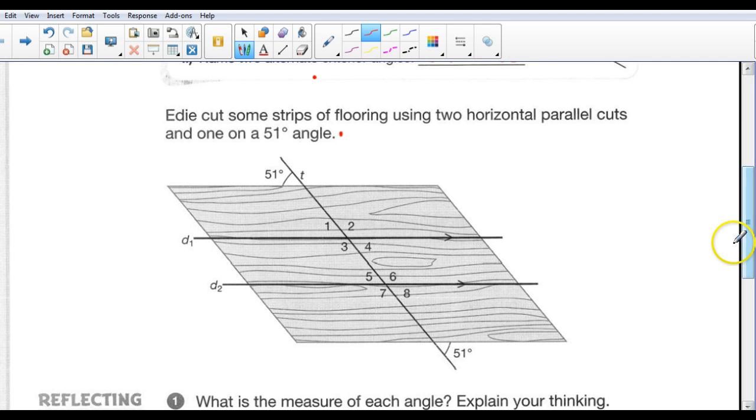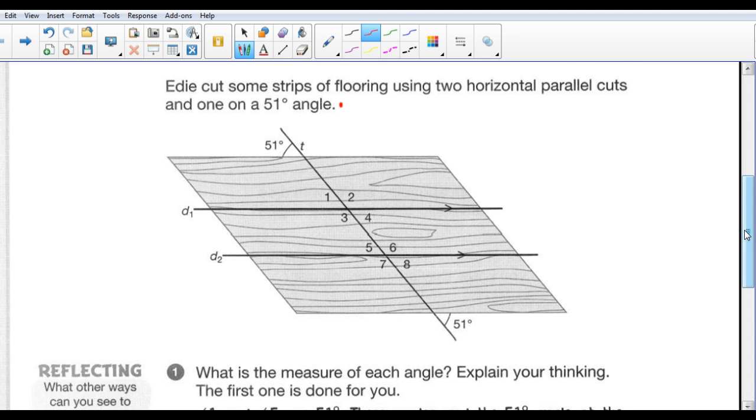Here's an example. Eddie cut some strips of flooring using two horizontal parallel cuts and one on an angle of 51 degrees. Okay, so we've got a floor. We have two parallel lines, D1 and D2. They are parallel to each other. How do we know? Because we see this symbol right here.